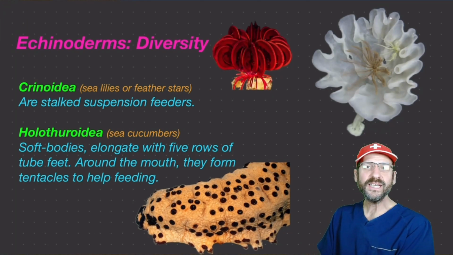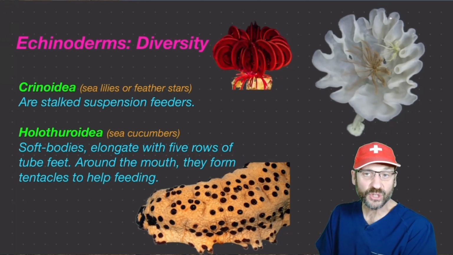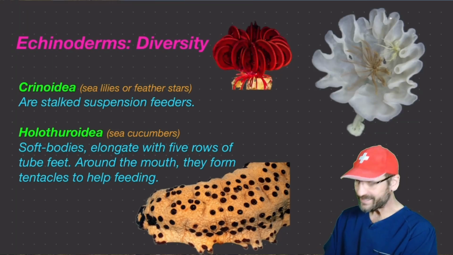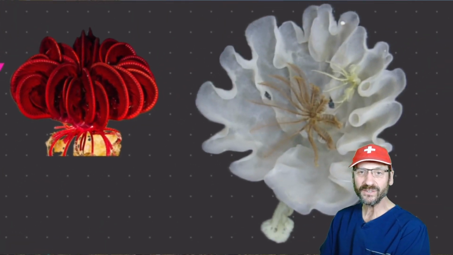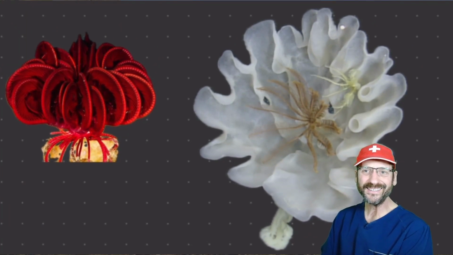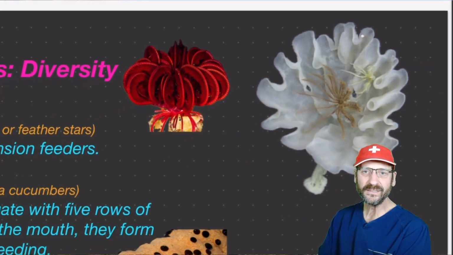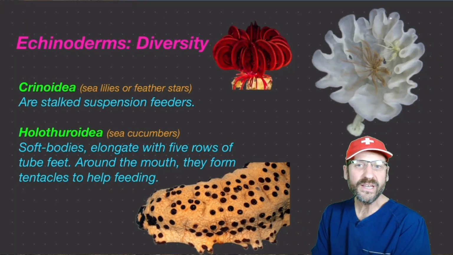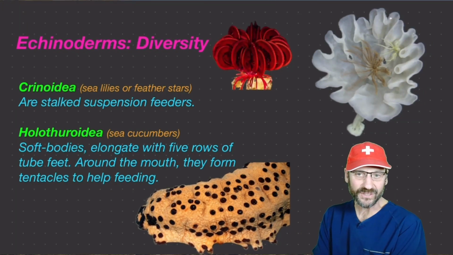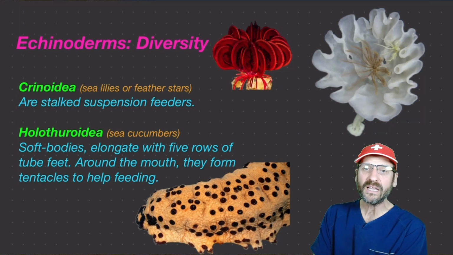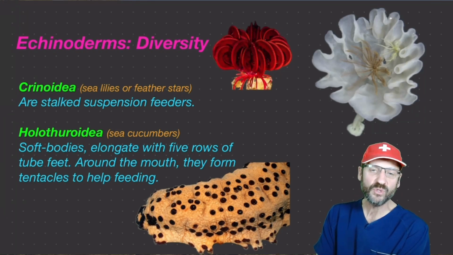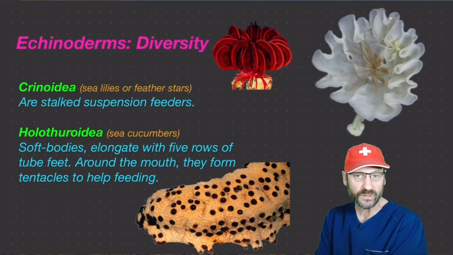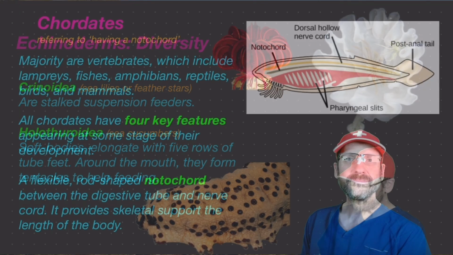Crinoidea are sea lilies and feather stars. They are stalked suspension feeders, and they are just really gorgeous. Look at them right here. And then the Holothuroidea are the sea cucumbers, and they're soft-bodied, elongate with five rows of tube feet. Around the mouth, they also form tentacles that help with feeding.